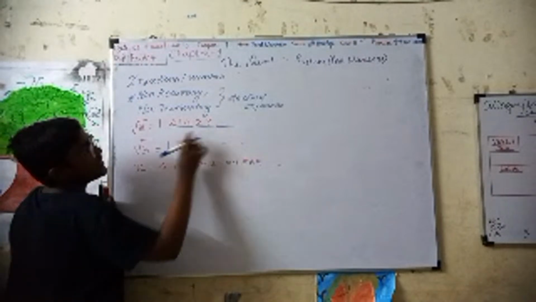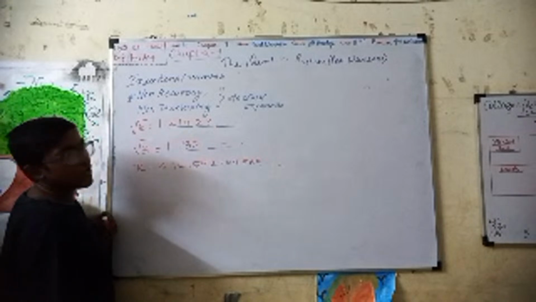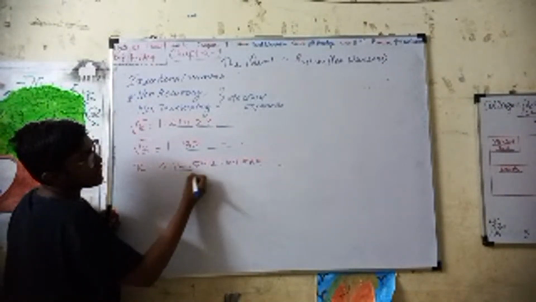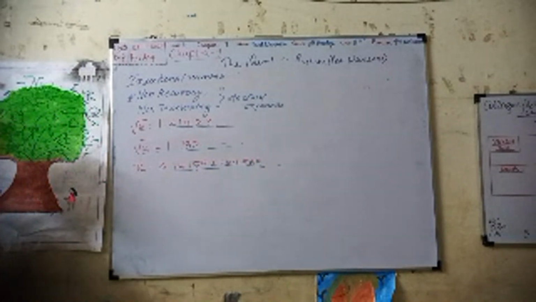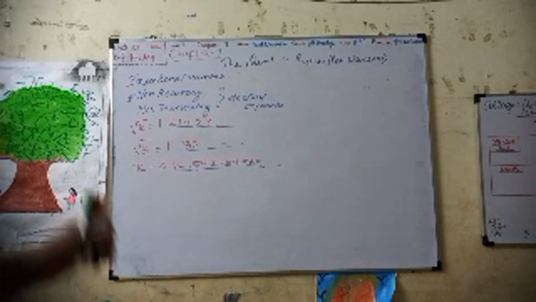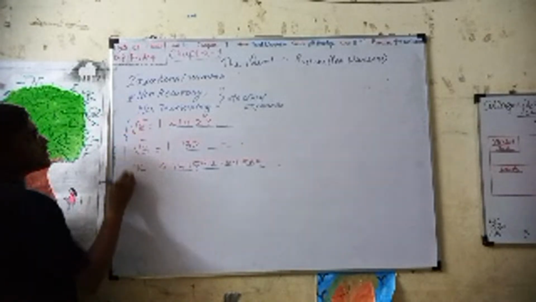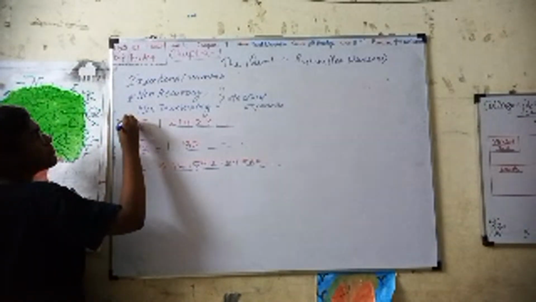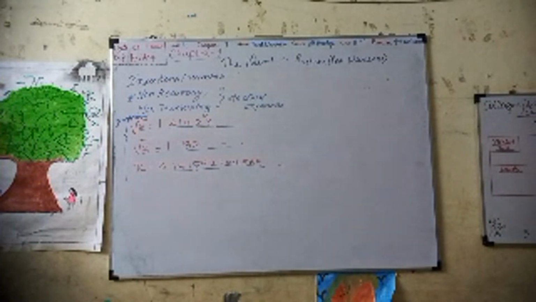No. See here for root 3, 1.732, is 732 repeating? No. 3.141592, 764569. Are we getting any repetition, or is it terminating? It doesn't terminate. So these numbers are considered as irrational numbers. Irrational numbers.